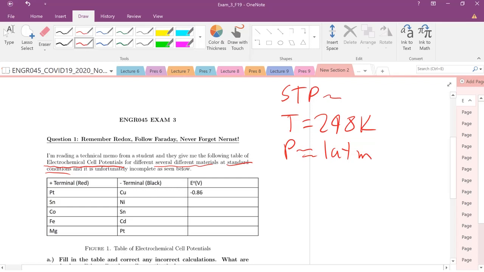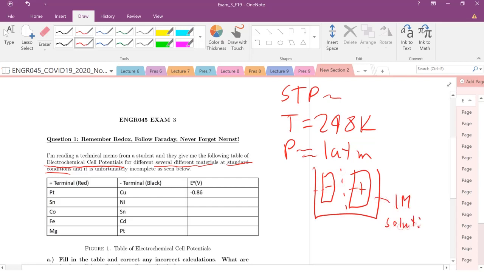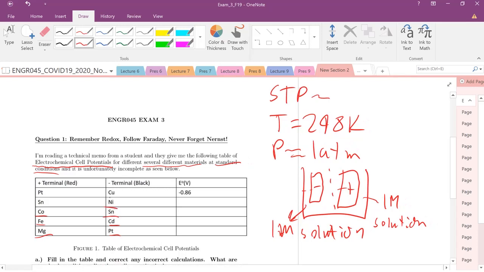And we know that we are looking at our electrochemical cell with our positive terminal here, negative terminal here. It's in this 1 molar solution of its own ion, whatever that material is. So that's the situation that we're at right now. We have several different materials. So we have platinum, cadmium, iron, magnesium, cobalt, tin, nickel, and copper.